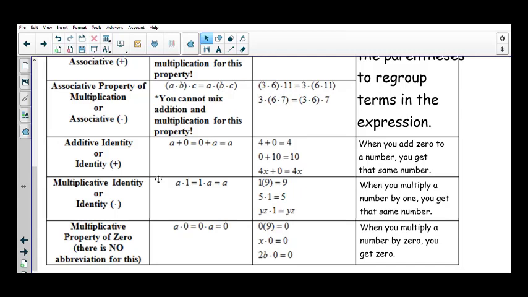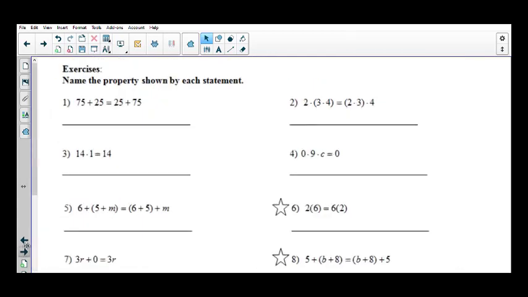All right, so that's a lot of information on that first page. Let's do some examples of identifying properties. So I'm going to type these in as we go through the examples. We're going to begin with number 1. The directions ask us to name the properties shown by each statement.